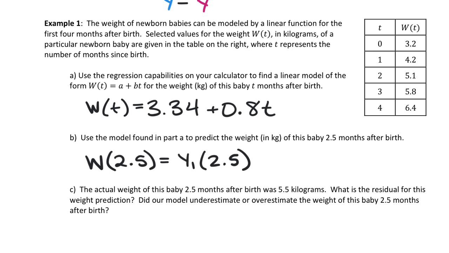This is especially great when we would have had to round the values for A and B. This one we didn't have to because these were nice values for A and B, but if you round, you especially don't want to use the rounded values to the very end. So if you would please, in your calculator on the home screen, so the regular typing screen, you press alpha trace enter parentheses 2.5 close parentheses enter. What do you get? 5.34. Amazing. So we predict that the weight of this baby at 2.5 months is 5.34 kilograms.